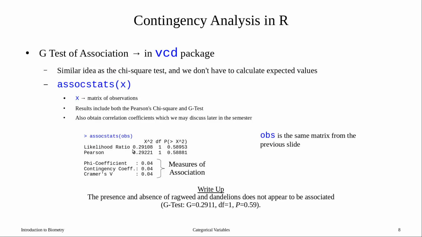What about the g-test? Well, in order to do a g-test, we'll use the VCD package. And in the VCD package, we have a function called assocstats, or association stats. It's a test of association. It's going to do the exact same thing as a chi-square test, similar idea, all right? Meaning we don't have to calculate our expected values by hand, we'll let R do it. Now the nice thing about the assocstats function is that we only have to pass it a matrix of observations. So let's do that.